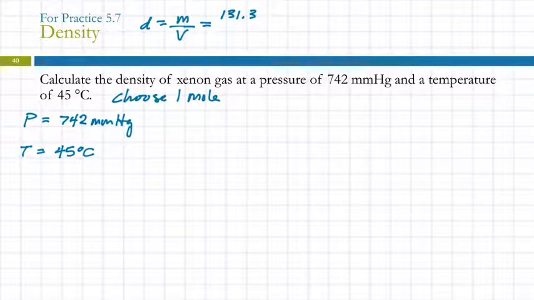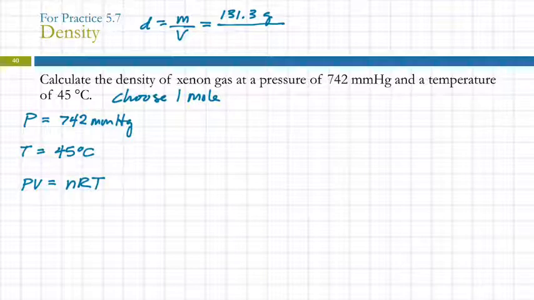131.3, right? So 131.3 grams is the mass of 1 mole. You don't even have to really write that down to do the calculation. Then I need to know the volume. Well, I've got a pressure and a temperature, and volume, that should make me think, my ideal gas law. PV equals nRT. If I want to know the volume, I just need to divide both sides by P. The volume is nRT over P.